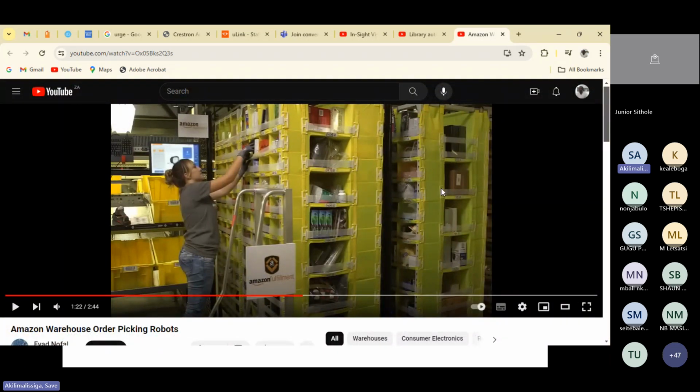Yeah, that's the essence of the automated guided vehicle technology.